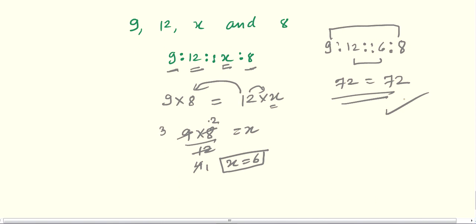Question number 4, 5, 6. These 3 questions are same. One question I will explain, then you have to solve other 2.